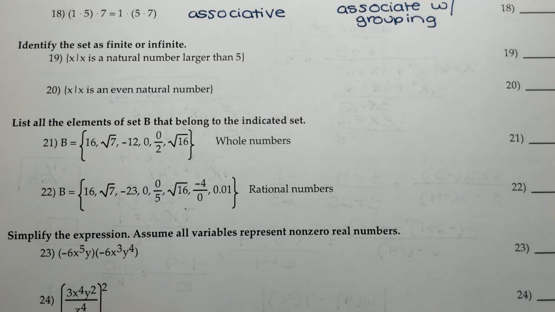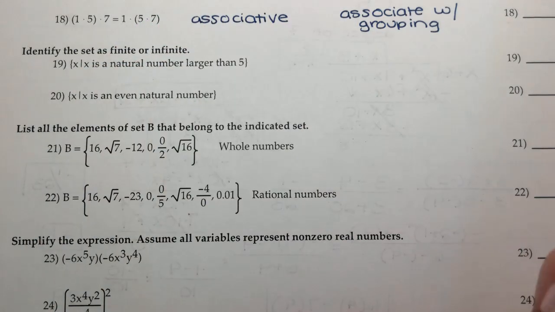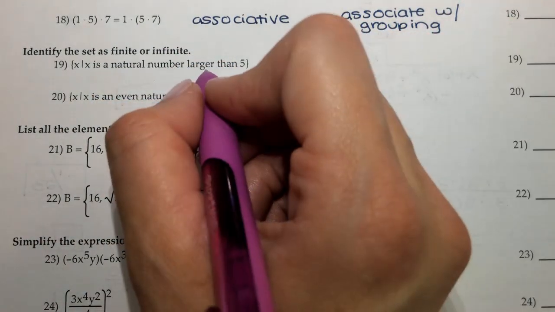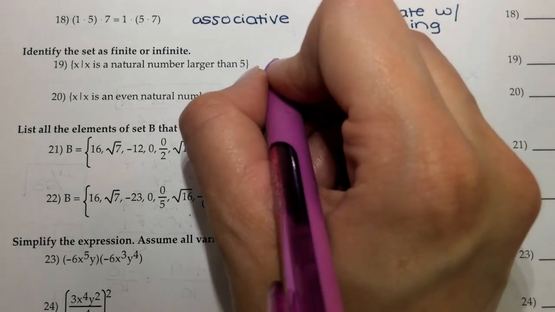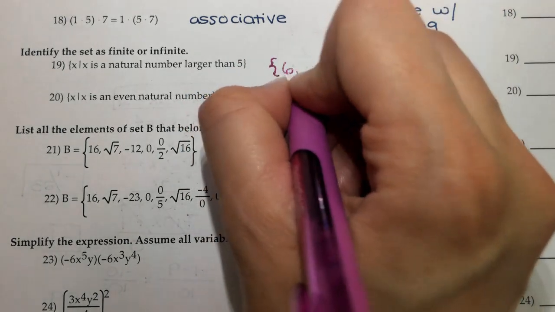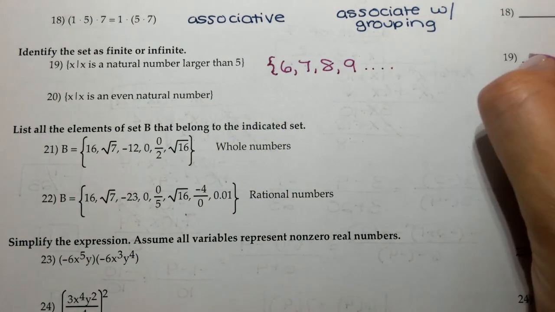Identify the set as infinite or finite. A natural number. Natural is like your counting numbers, so you start with 1, 2, 3, but it has to be larger than 5. So the first element in the set would be 6, 7, 8, 9, and it would keep going. So this is infinite.